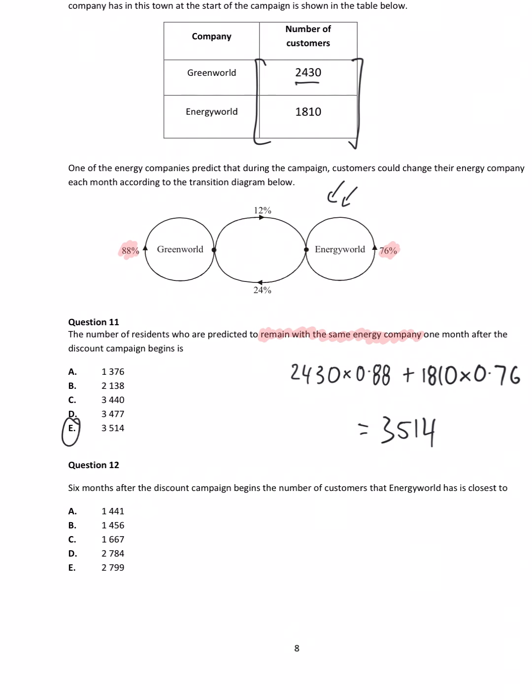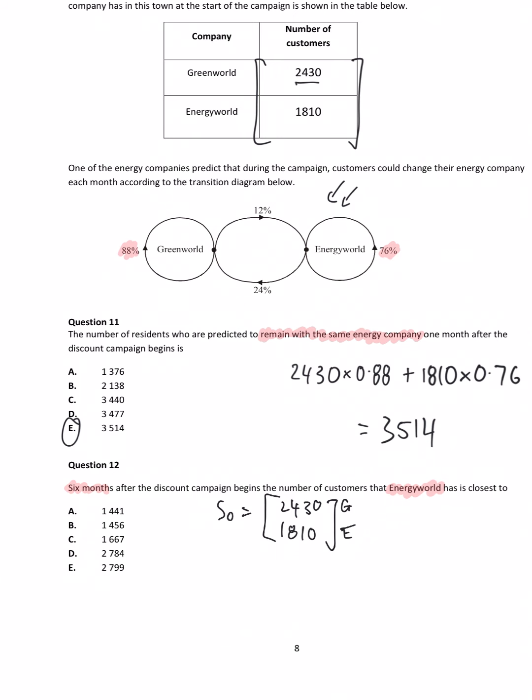Question 12. 6 months after the discount campaign begins, the number of customers that Energy World has is closest to. If you're a highlighter person, we're looking after 6 months, and we're looking for Energy World. Like I said before, the information above we can use to make matrices. So initial state one is this 2430 and 1810, and I'll just label that as G and E. Sorry, my writing's not neat.